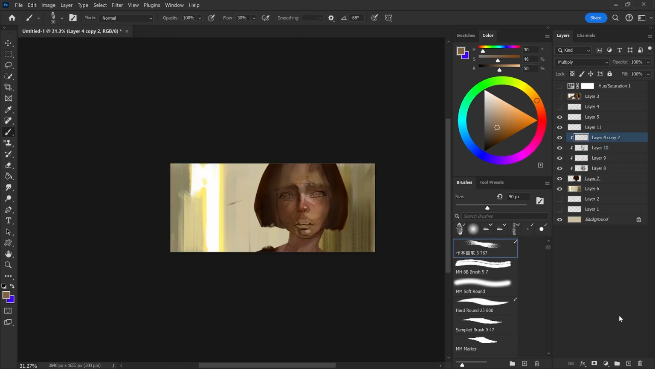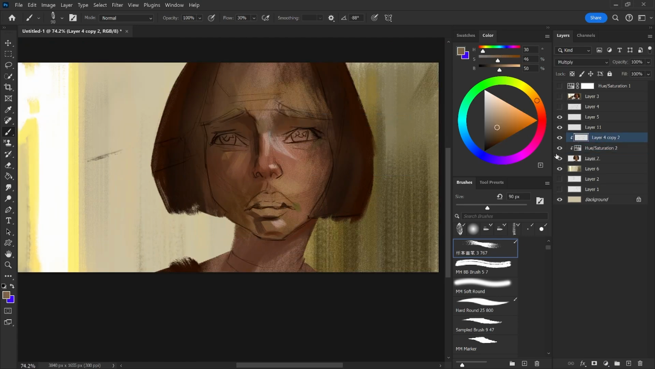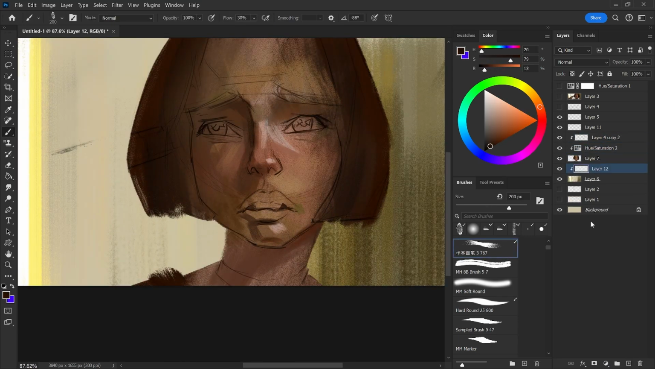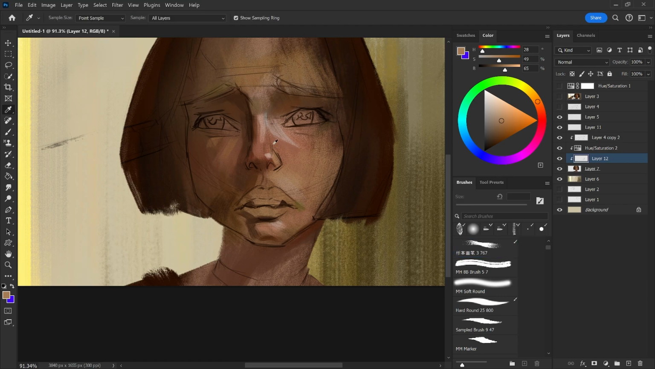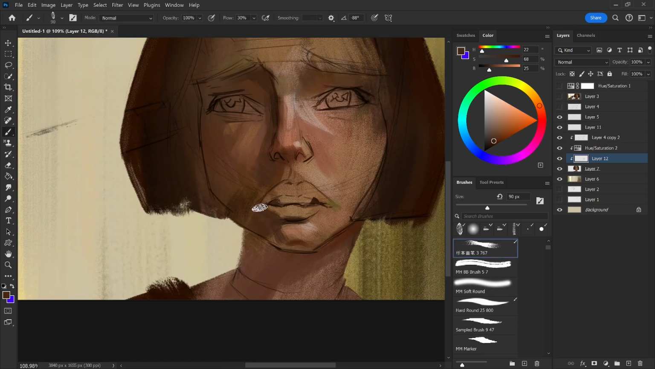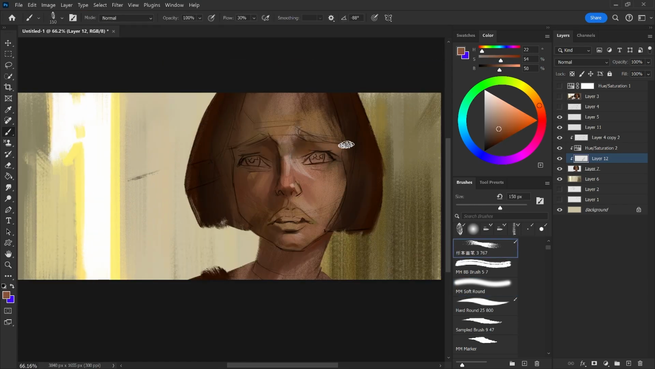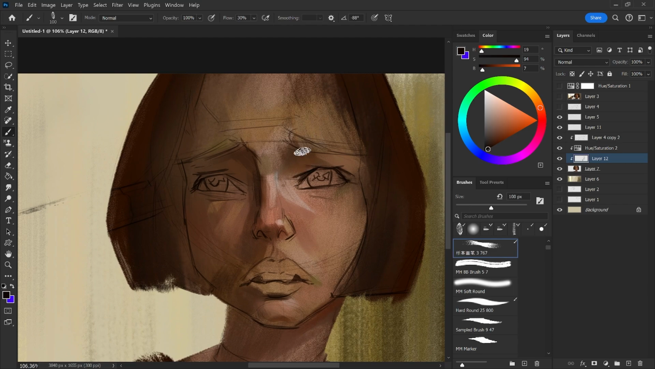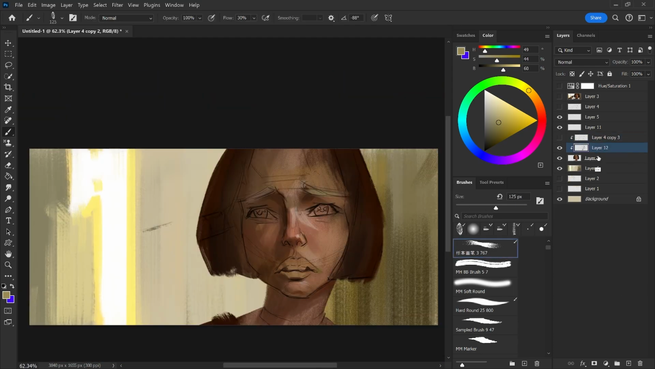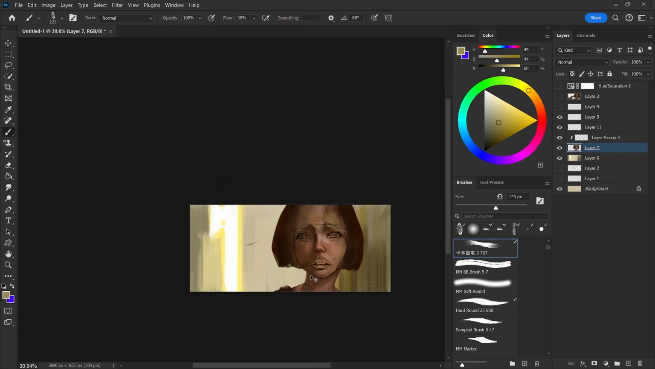As a beginner, it might seem a bit daunting. I remember when I first started digital painting, I didn't know what to do. I didn't know what brush to use. I didn't know what references to study. The thing is, you just don't want to overthink it. And in fact, you want to simplify it as much as possible.